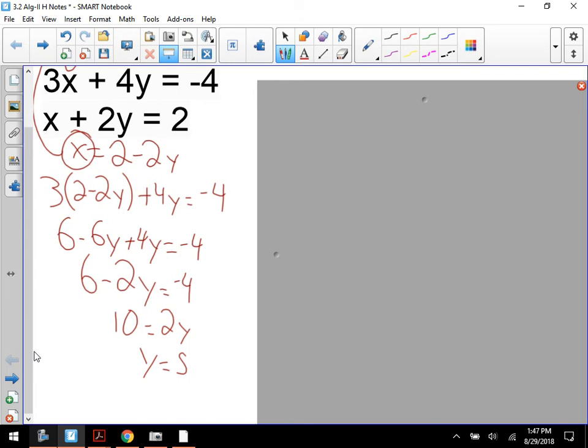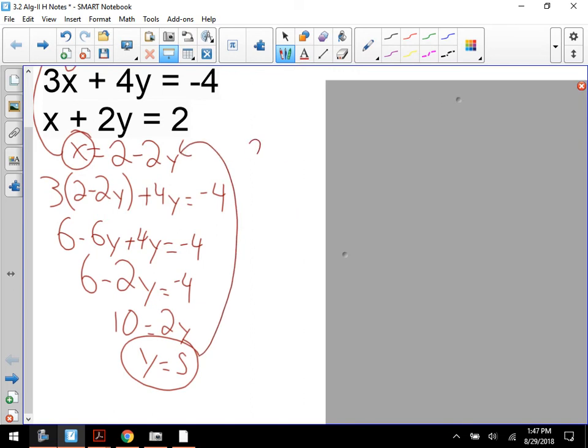So that means my value of y is 5, which means my value of x, what do I do to figure that out? Substitute back in. And you get 2 minus 2 times 5, otherwise known as. Very good.